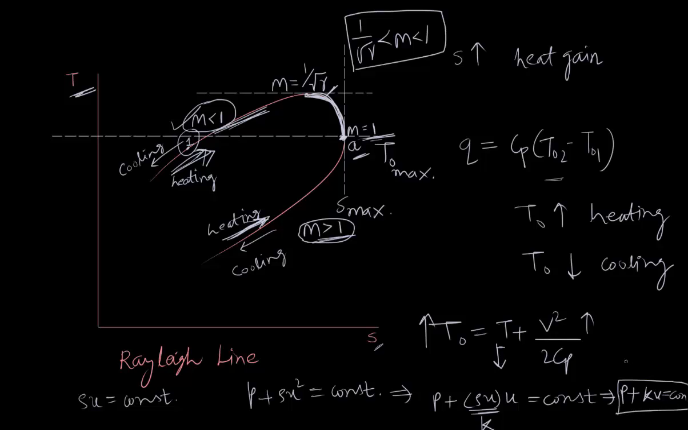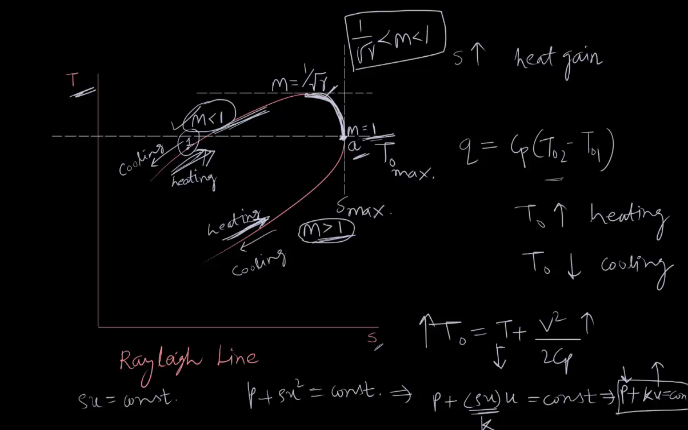Suppose that our initial flow is subsonic and we are adding heat to the flow, what will happen? We know that if we add heat to the subsonic flow, its velocity will increase because Mach number increases. So what will be the effect on static pressure? Static pressure will decrease if we add heat to the subsonic flow.